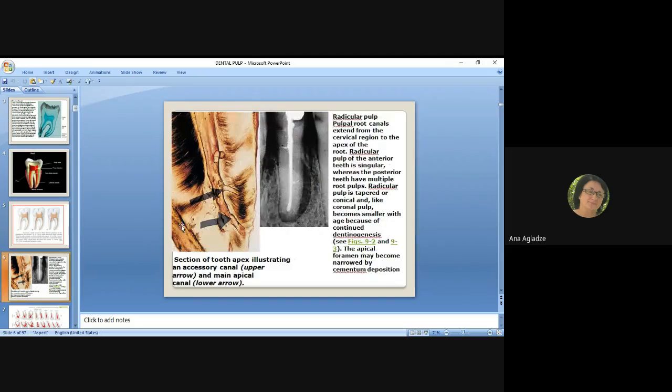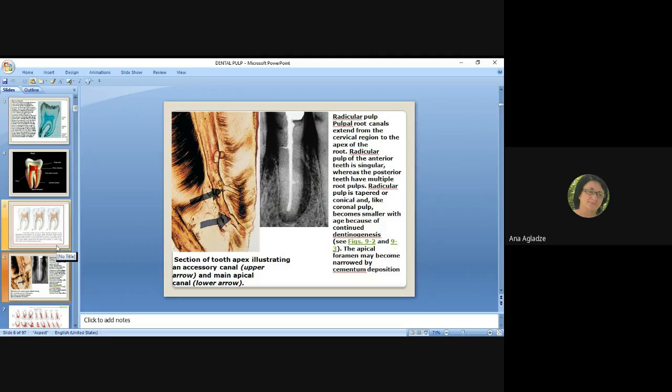And here it is a section of a tooth apex which illustrates this accessory canal. Here you can see the accessory canal, and this is the main apical canal, and here this is the radicular pulp root which branches and gives such accessory canals.